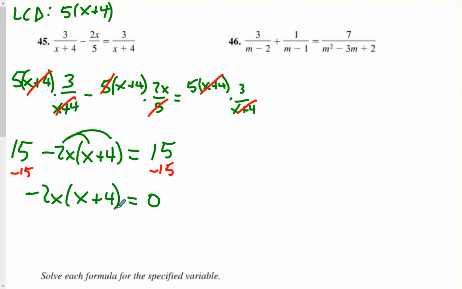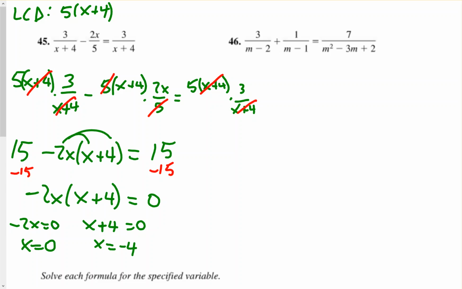Okay, now each of these are in factored form, set each equal to 0. So we have negative 2x equals 0 and x plus 4 equals 0. So that gives you x equals 0 and then x equals negative 4.